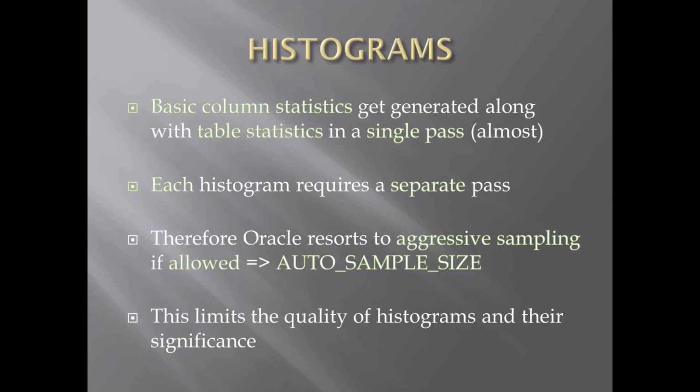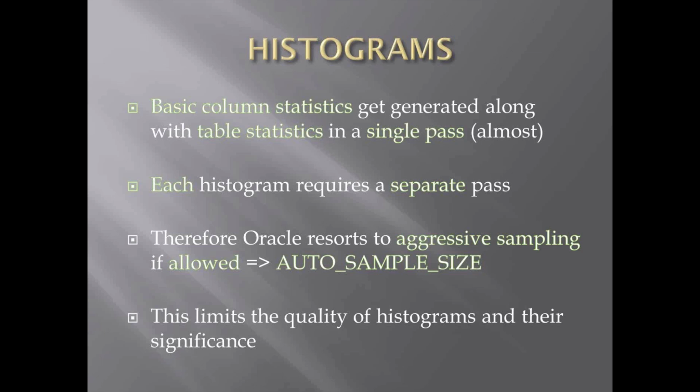The point with the histograms is that the basic column statistics, low value, high value, number of distinct values, number of nulls, all these column statistics can in principle be generated with a single pass along with the table statistics. So basically Oracle has to scan the table data just once. This is not entirely true, but in almost all cases. If you have a table with many columns, more than 200 something, then DBMS_STATS might run multiple passes, but that's not that important.